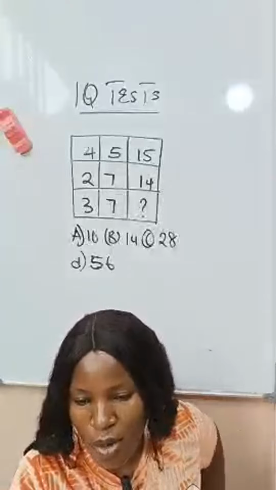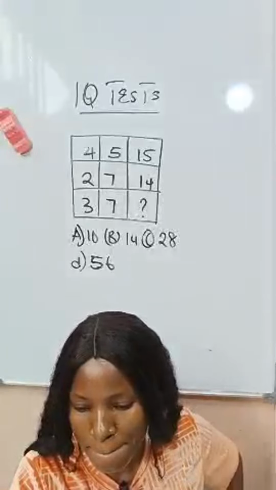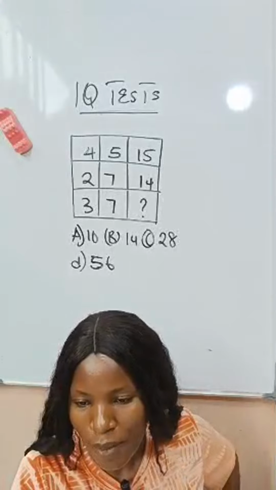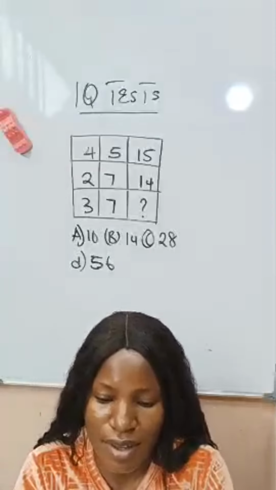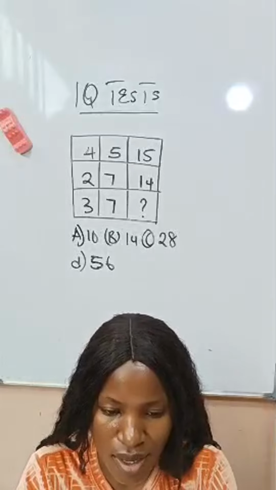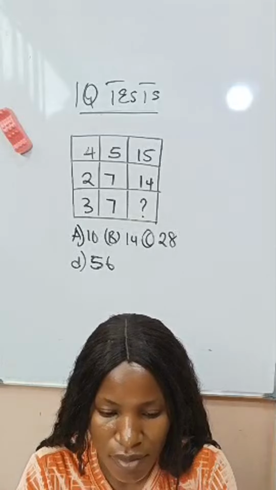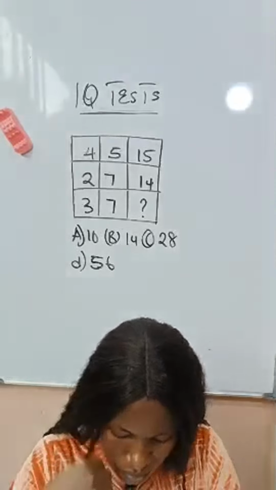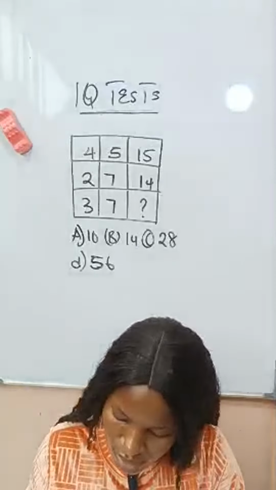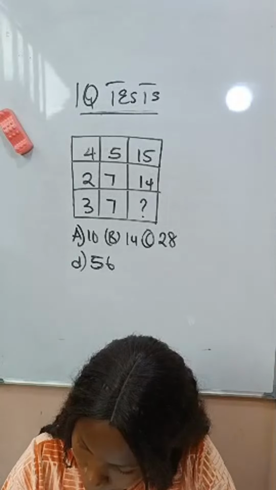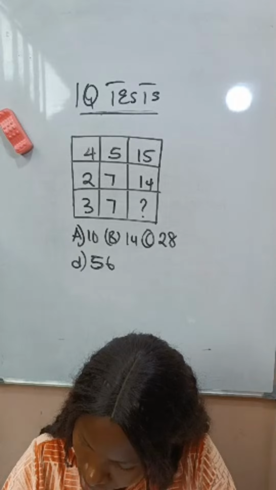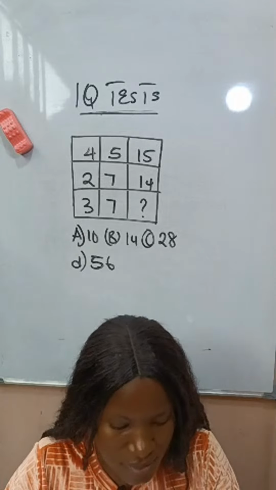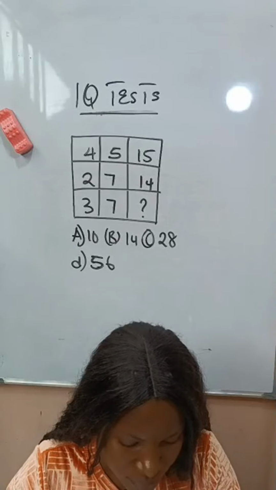So, friends, let's go. What is the missing number? We have 4, 5, 15, 2, 7, 14, 3, 7, and what? What is the missing number?